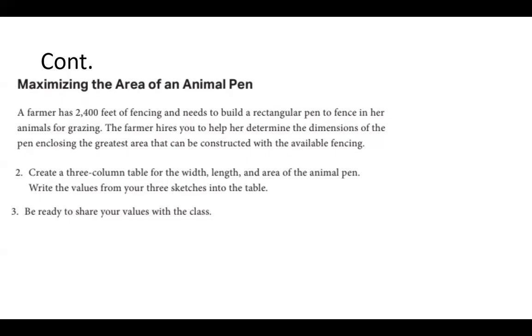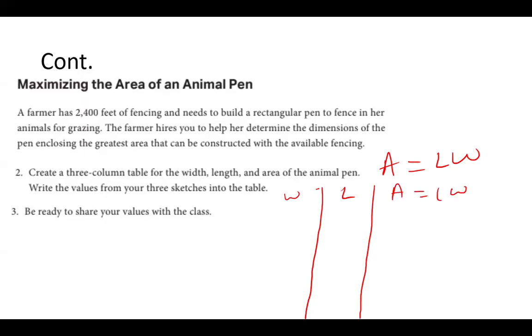All right, so she wants to maximize. So remember that when you're finding the area of a rectangle, it equals your length times your width, right? Okay, so in this case, when we're creating our table, we have our widths. So we're going to write our width values. We're going to have our lengths. And then we're going to find the area, which equals our length times our width.